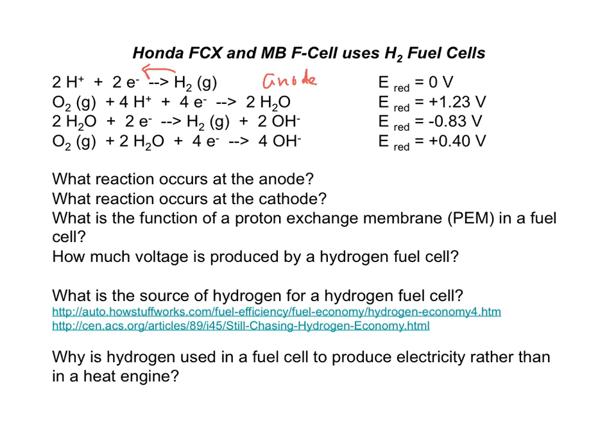At the cathode, reduction occurs, so O2 is reduced to water. The proton exchange membrane allows protons to pass from the anode to the cathode. And the hydrogen fuel cell will produce 1.23 volts. This makes sense because it takes minus 1.23 volts to split water.